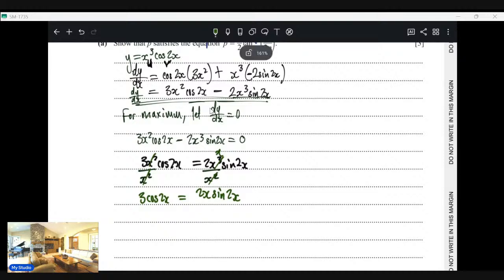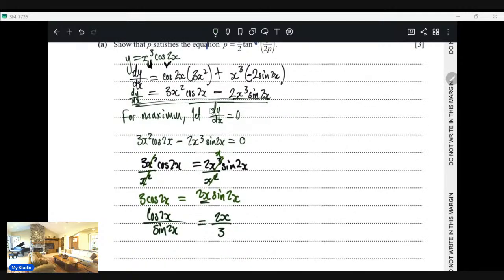Now you can take sine to the other side and 3 to the other side. So you will now have cos 2x divided by sine 2x is equal to 2x, which remains here, divided by 3. Now, cos over sine is like 1 over tan, because sine over cos is tan, and this is 2x over 3.